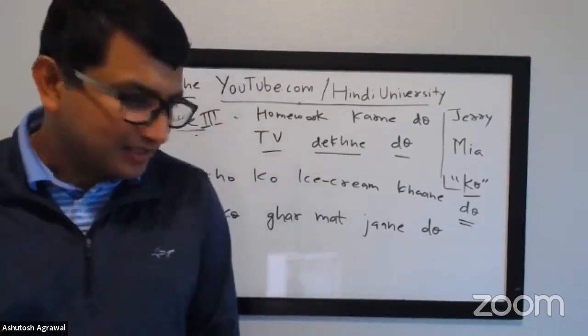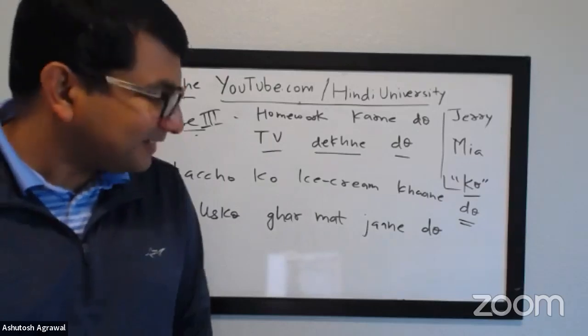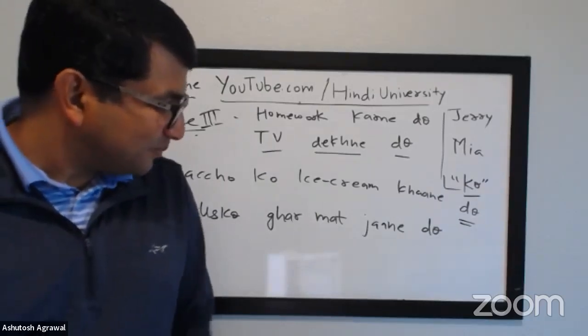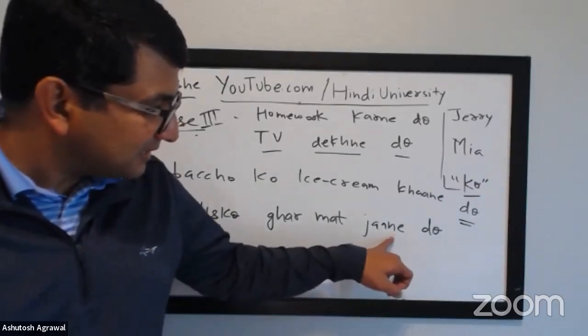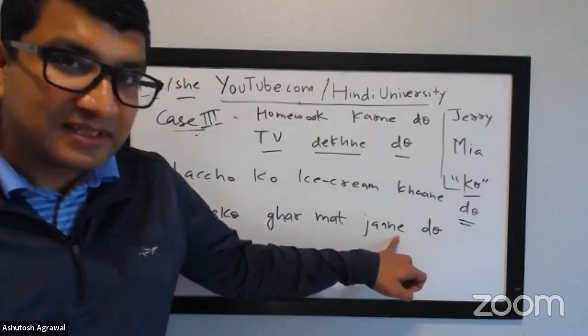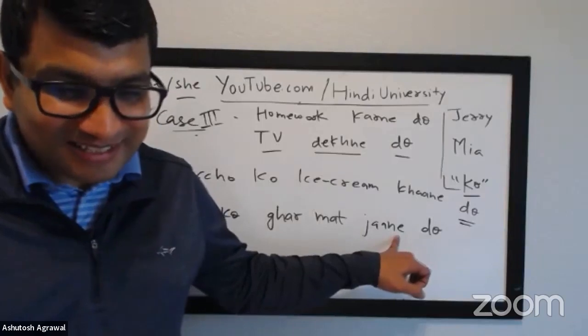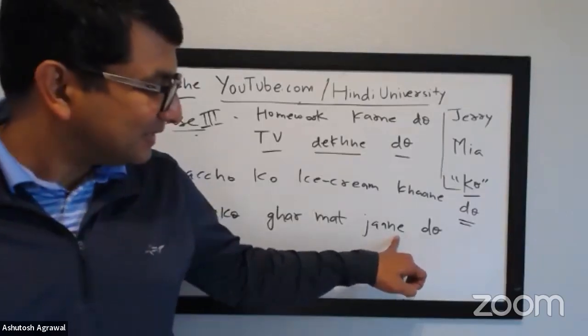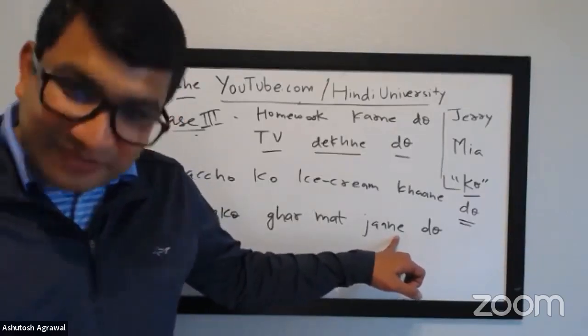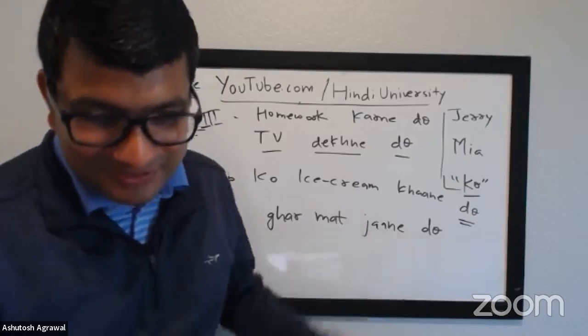उसको शराब मत पीने दो. What does it mean? Don't let her drink alcohol. Very good. Don't let him drink alcohol. There you go. Awesome. Darian ji.